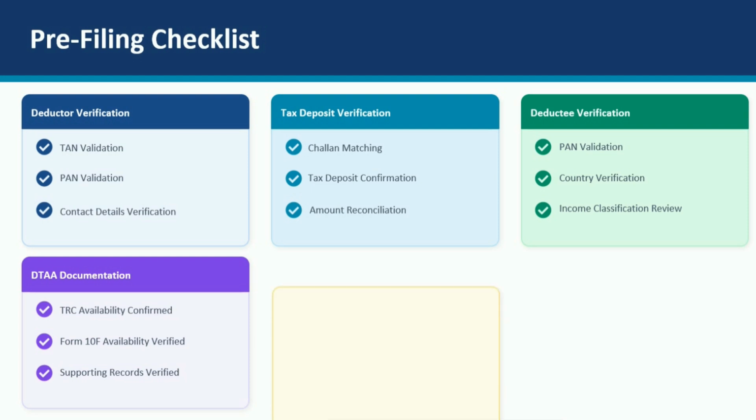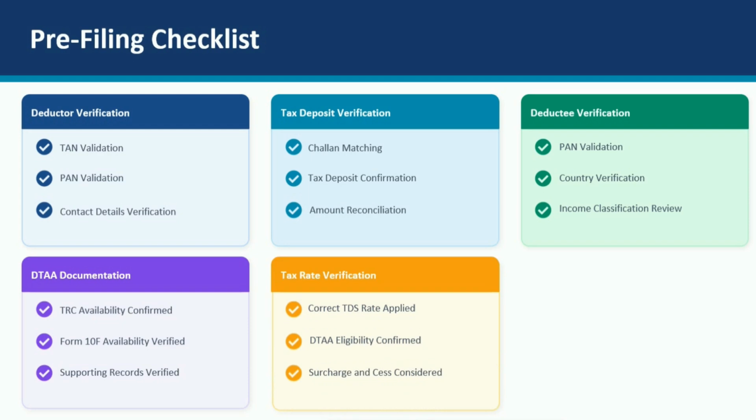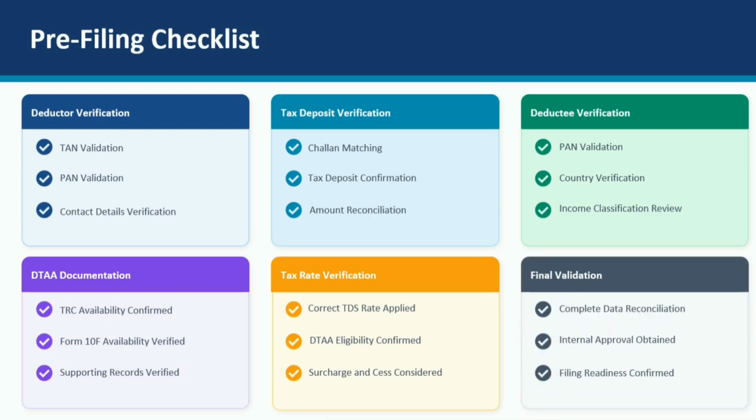After that, complete the tax rate verification by confirming the correct TDS rate, DTAA eligibility, and the applicable surcharge and cess. Finally, perform the final validation by reconciling all data, obtaining the necessary internal approvals, and confirming that the return is ready for filing. Following this pre-filing checklist helps minimize errors, avoid notices, and ensure a smooth and accurate TDS return filing process.